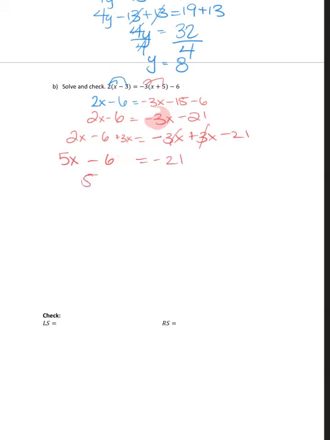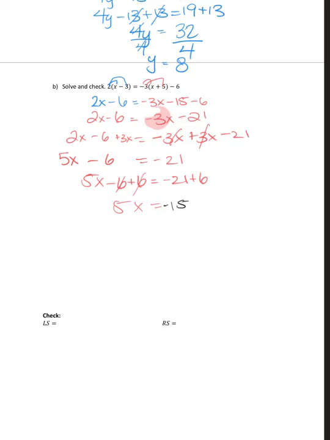Okay, so I have 5x minus 6 plus 6 equals, if I did that to my left-hand side, now I have to do it to my right-hand side. Negative 6 and plus 6 are going to cancel. That leaves me with 5x. Negative 21 plus 6, sorry, it's actually negative 15. Okay, so now I'm left with 5x equals negative 15.